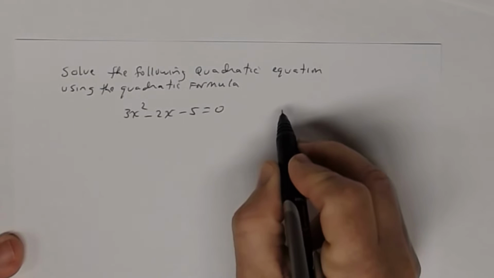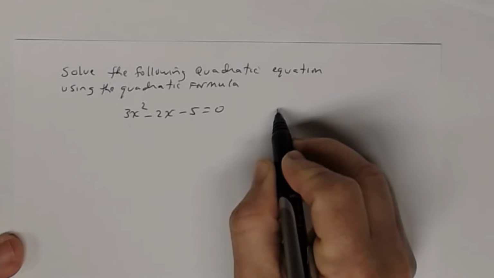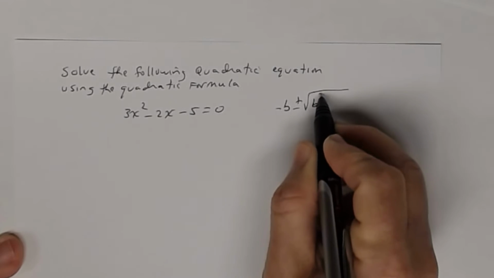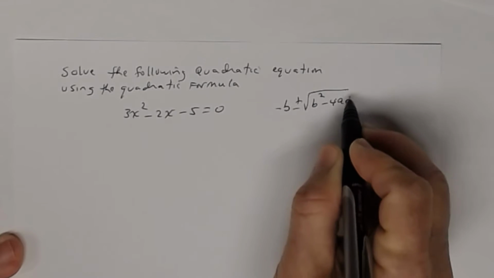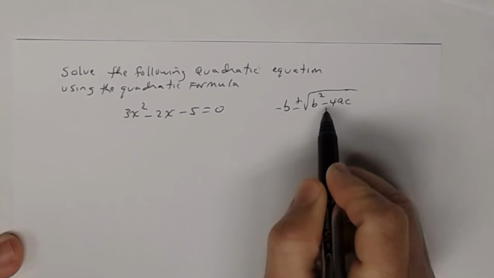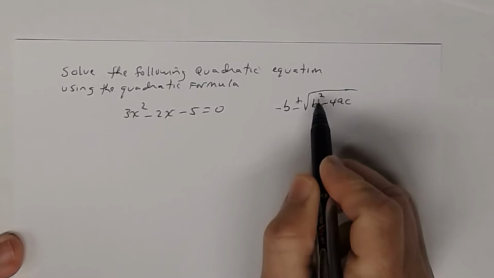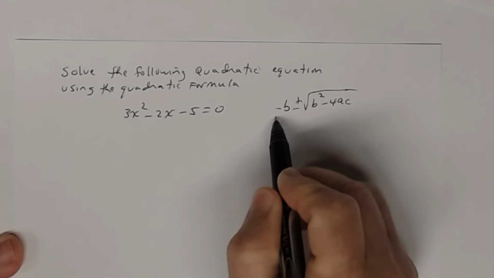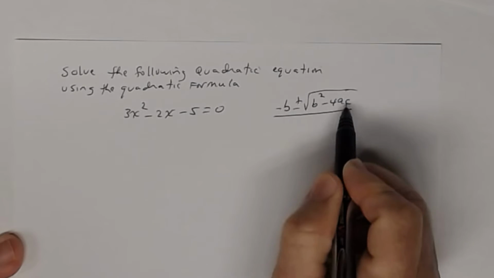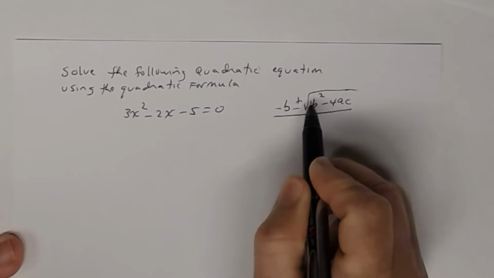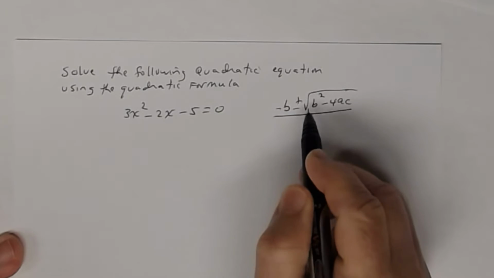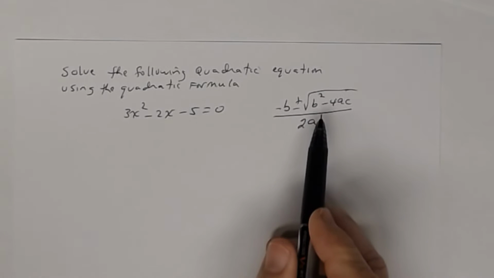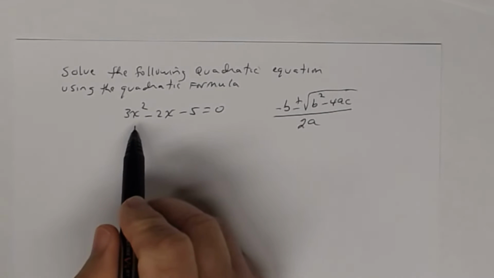And so remember, the quadratic formula is the opposite of b plus or minus the square root of b squared minus 4ac. So the radicand, and in the quadratic formula this is called the discriminant, b squared minus 4ac. All of that is being divided by 2a. And so to get the values of a, b, and c, those are the coefficients of these terms.